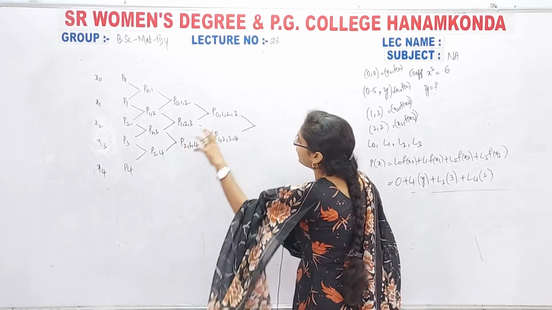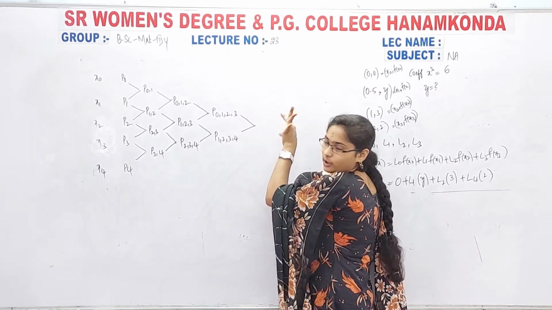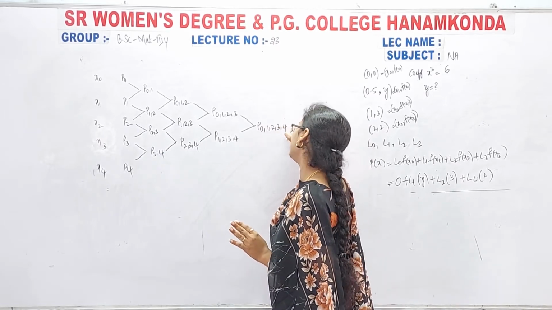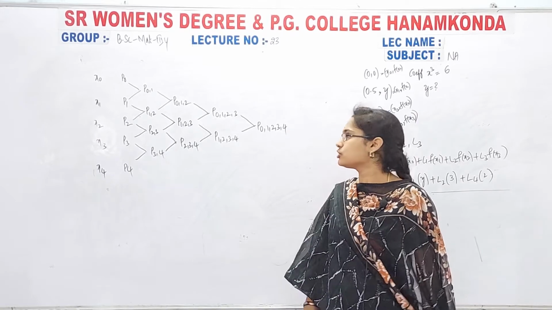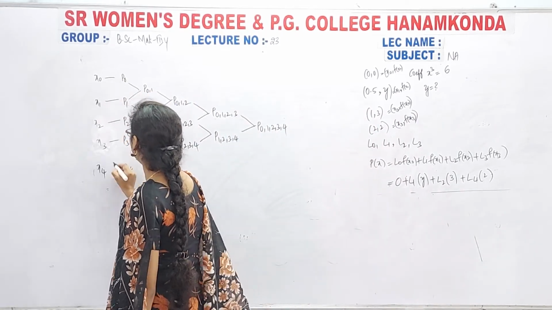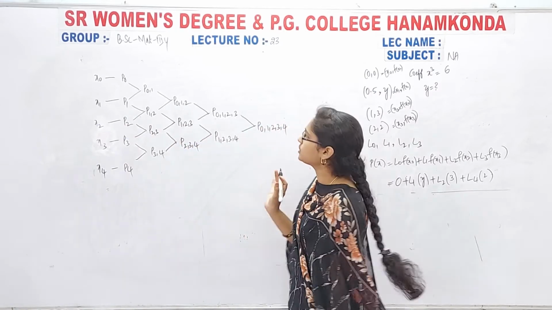And we have to write until we get one corner. Okay, so now here P 0, 1, 2, 3, 4, we have to write until all values come. Got it? So like this we have to take.